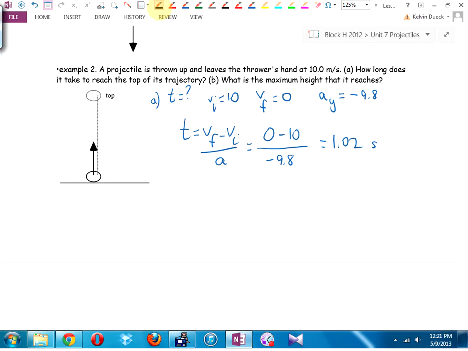Matt, what's B asking me to find? Except height isn't a variable that we have in our equations. What letter have we traditionally used for height? We've used H occasionally in our energy section. But what's it really? Anyone? D, yeah. Technically, it's a displacement.